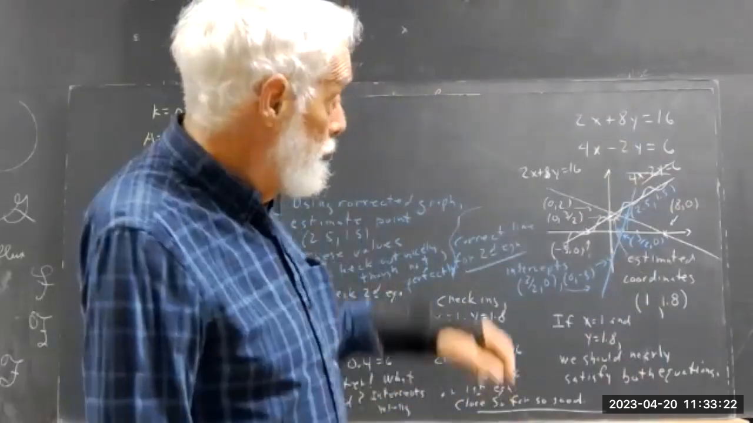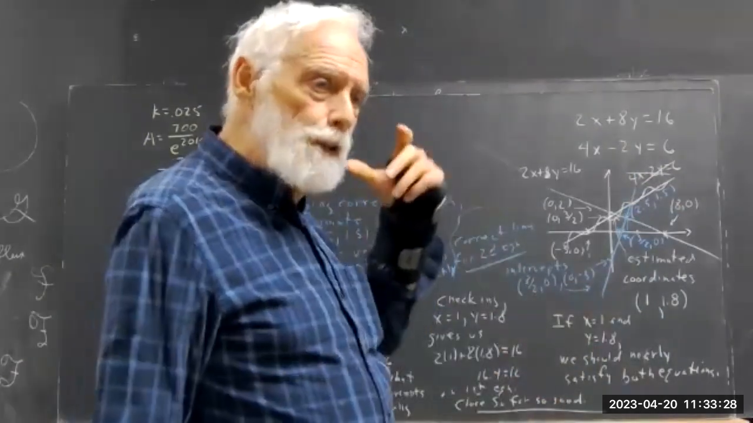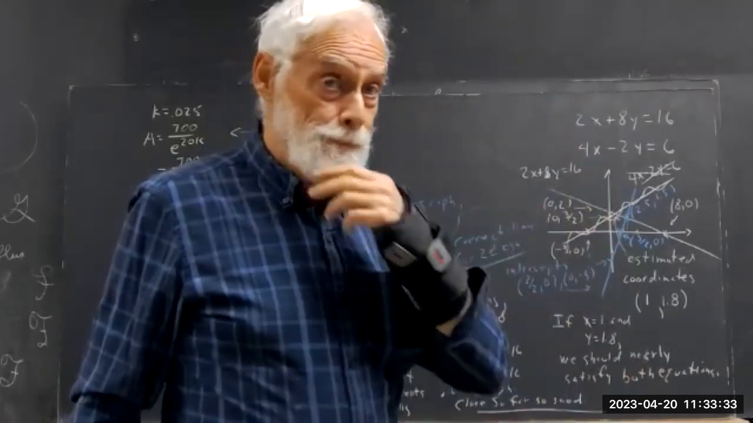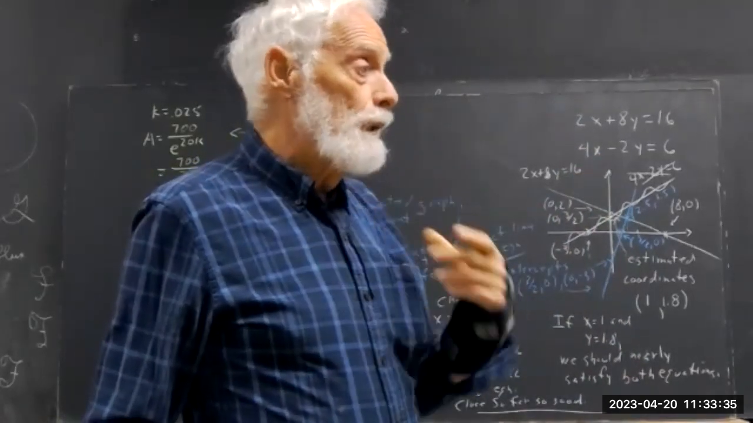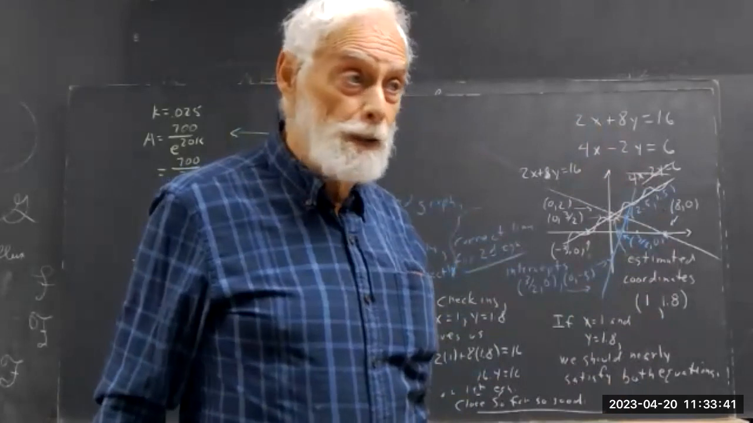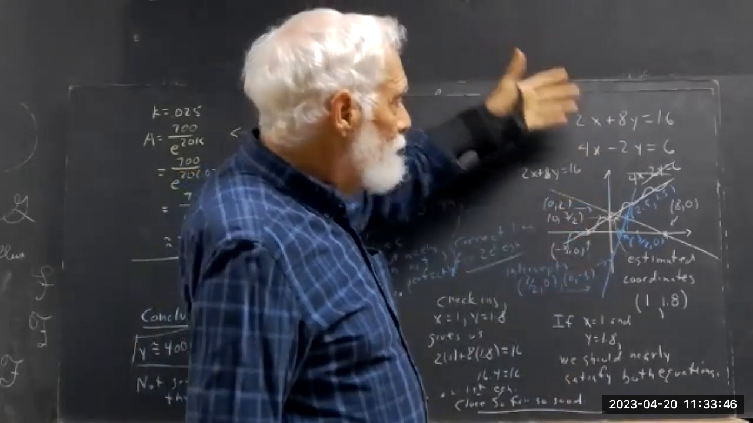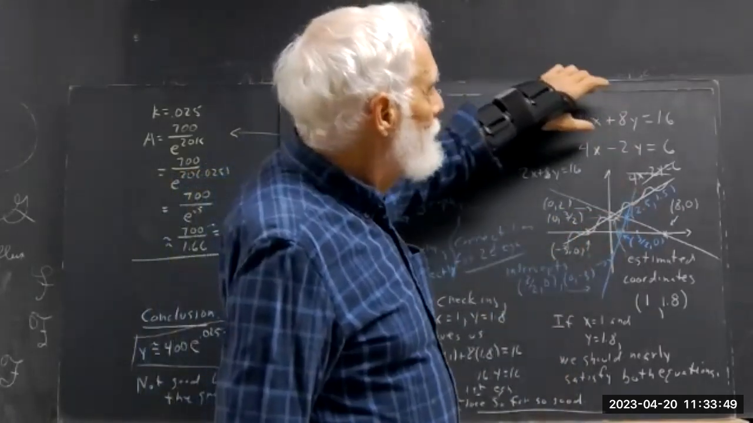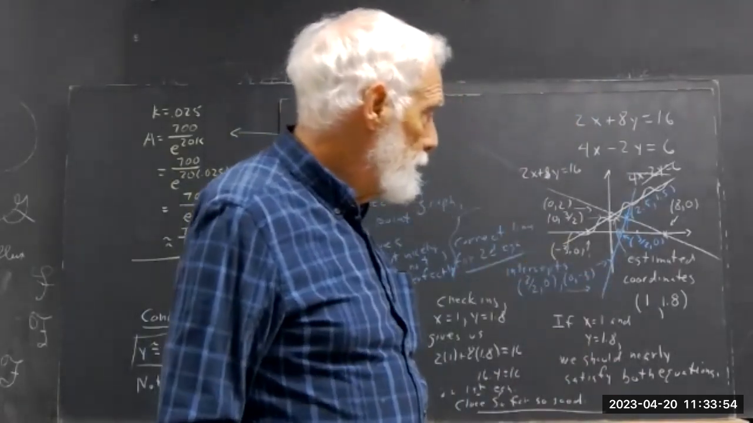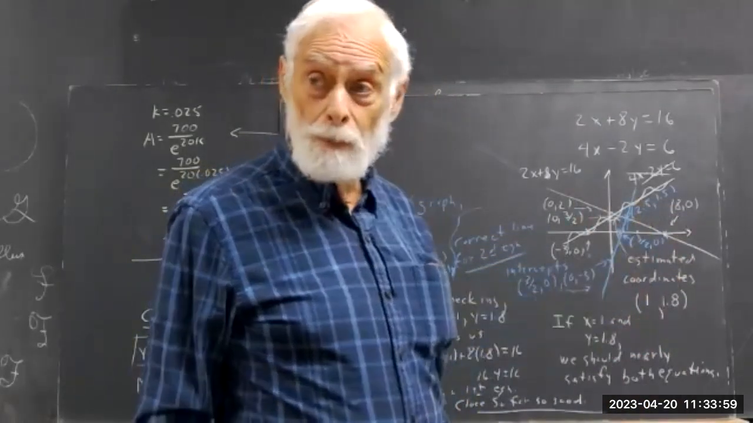Now we estimate the coordinates of the point where the two lines cross, because our goal is to find a value of x and a value of y that makes both equations true. We're usually not going to get an accurate result from a hand-drawn graph, but it should be accurate enough that we get values that nearly satisfy each equation. The values that we estimated were x is 2.5 and y is 1.5.